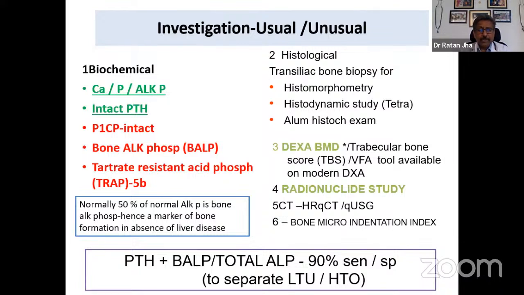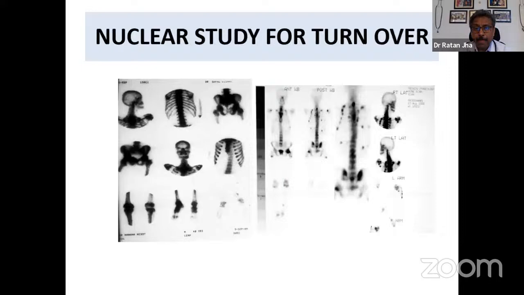So the combination of parathyroid hormone, bone alkaline phosphatase, or even the alkaline phosphatase can have a 90% sensitivity and specificity to separate low turnover bone disease from high turnover bone disease to some extent, and that is utilized to decide whether to give anti-resorptive therapy or anabolic hormone. So this is a nuclear study for looking at the bone turnover.